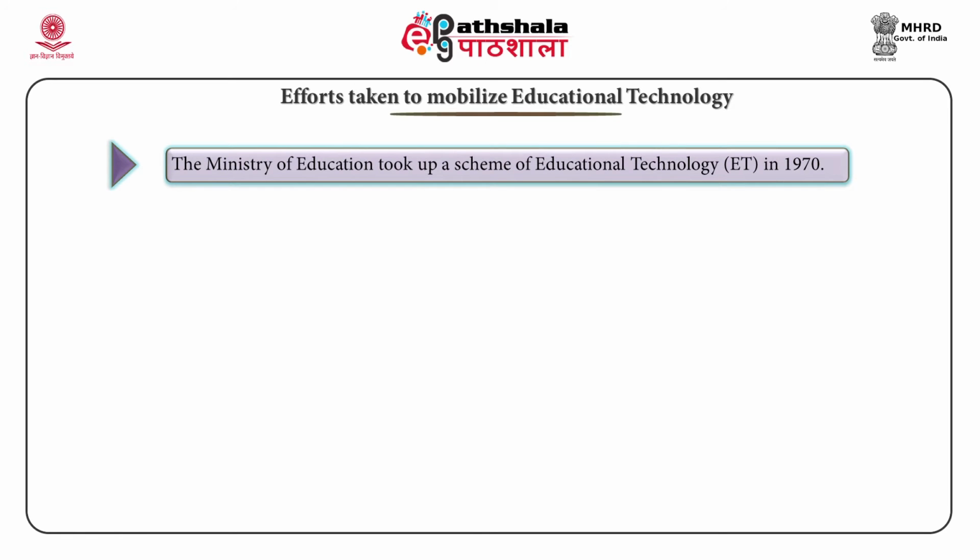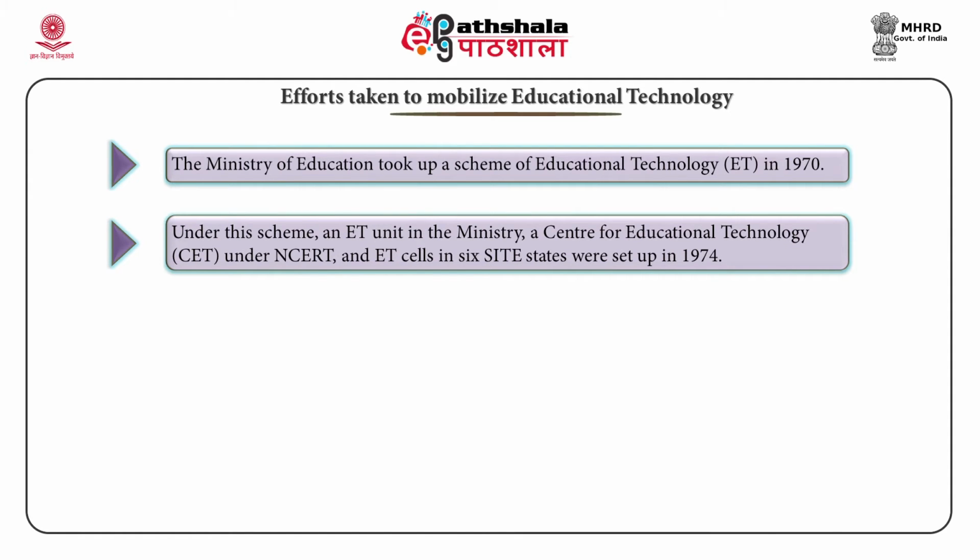The Ministry of Education took up a scheme of educational technology in 1970. Under this scheme, an ET unit in the ministry, a Centre for Educational Technology (CET) under NCERT and ET cells in 6 SITE states were set up in 1974. Both CET and DECU of the Space Application Centre, Ahmedabad, conducted formative and summative research in respect of the programs that they had carried out.